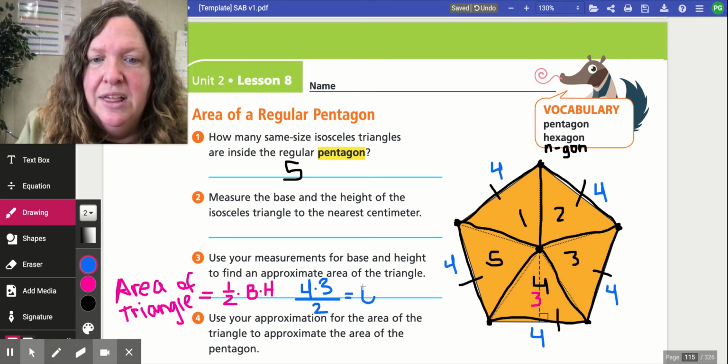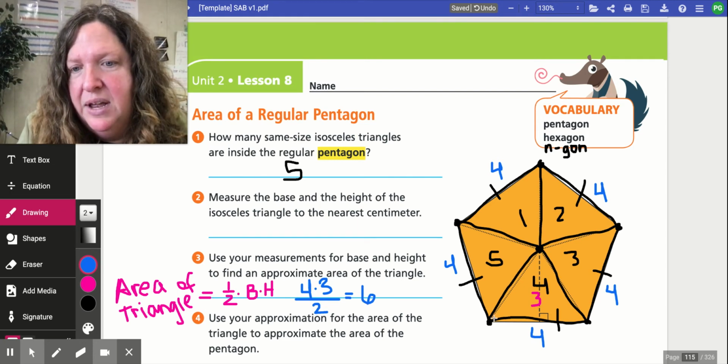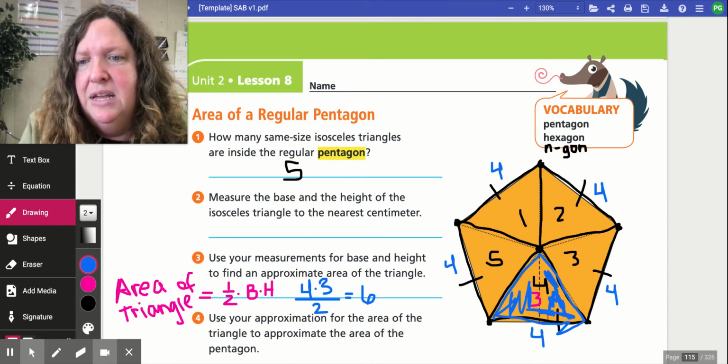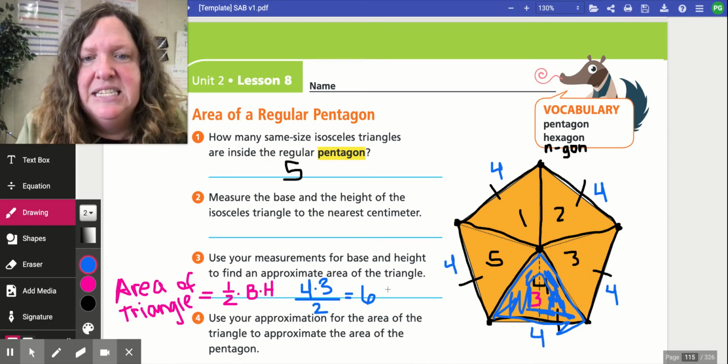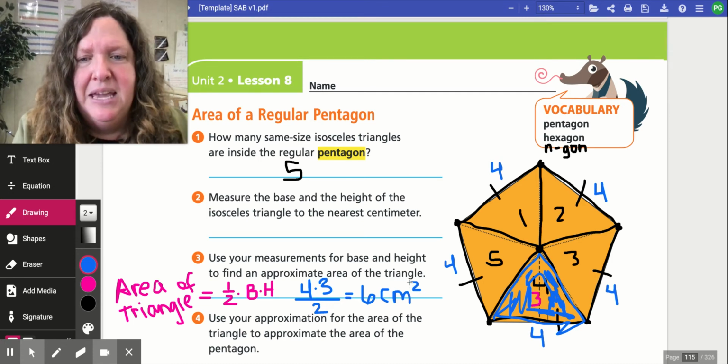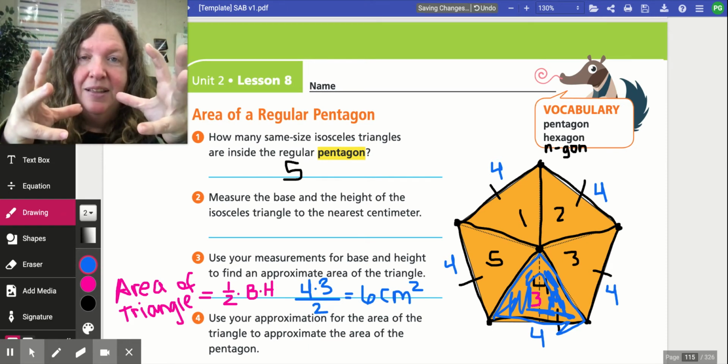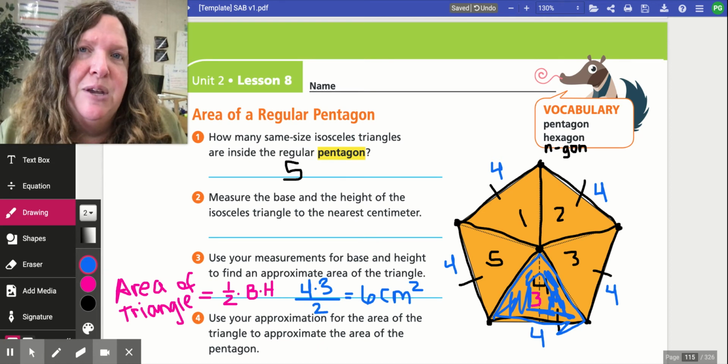So I know that one of these triangles, I'm going to use this one down here, just because it's easy to see the base, if I can color that in a little bit. So that one triangle right there, triangle number 4, the area is 6 square centimeters. What do you think that means for the area of the whole pentagon? Pause and see if you can figure that out.